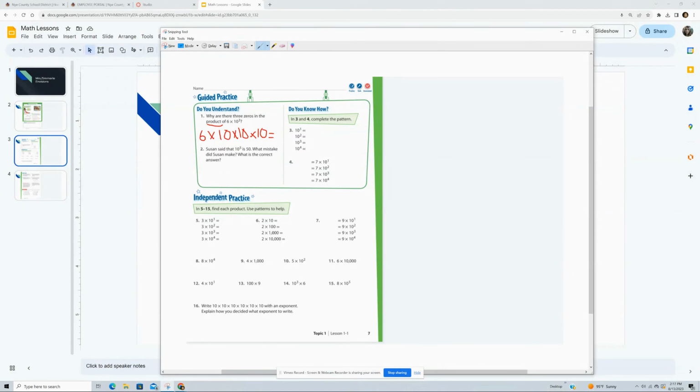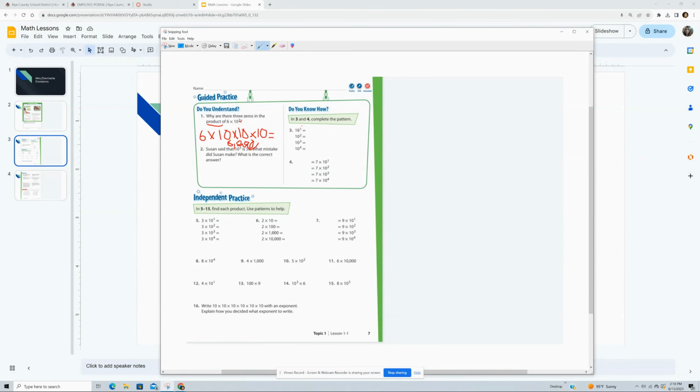So we know from our previous page that our product is going to have the same amount of zeros as our exponent. So we know that our product must have 3 zeros, which gives us, move our comma over, and we have 6,000. What if we come over here to 3 and 4? We need to complete the pattern.